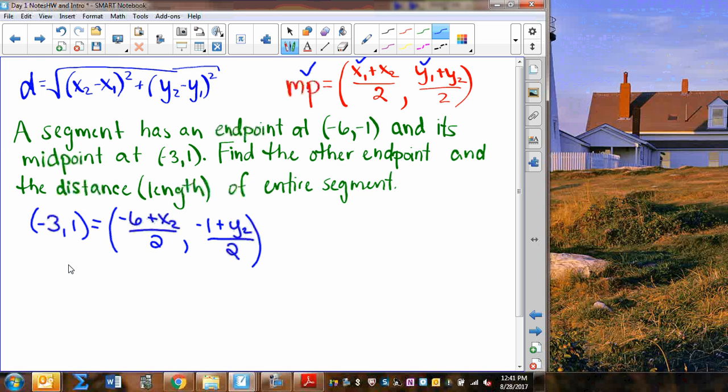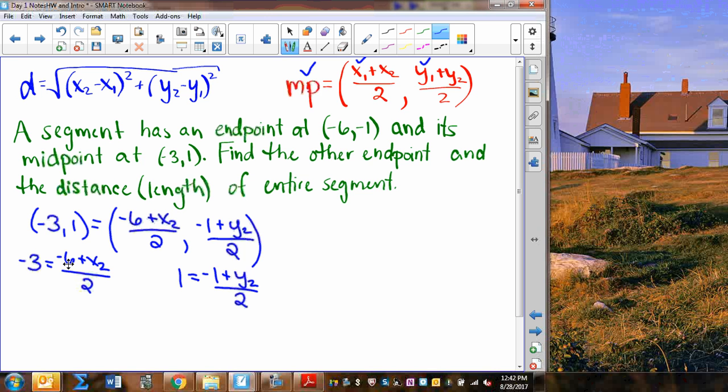So what I want to make sure we understand here is this is an equation, right? What we really have is 2 equations in one. My -3, that's the x value that equals this x equation. So when Iman and Ankit are talking about multiplying by 2 or cross multiplying, they're talking about solving that equation. So let's go ahead and set up that equation. -3 equals this x equation, -6 plus x sub 2 over 2. See how we have that equation there? So now it's just a normal equation. Similarly with my y's, this is my equation for the y value. So I can again set up my equation. 1 equals -1 plus y sub 2 divided by 2.